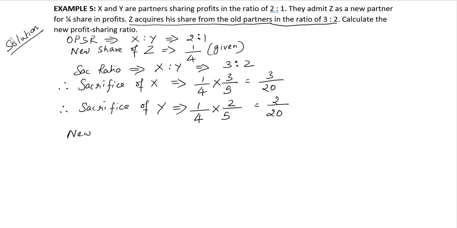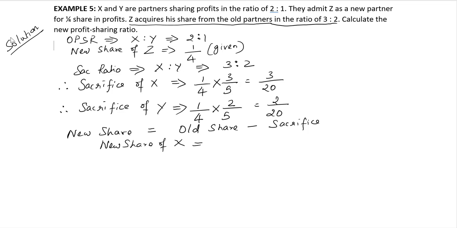We'll apply the formula. New share is equal to old share minus the sacrifice. We get the new share of partner X as old share, which is 2 divided by 3, minus the sacrifice of X, which is 3 divided by 20, which comes up to 31 divided by 60.